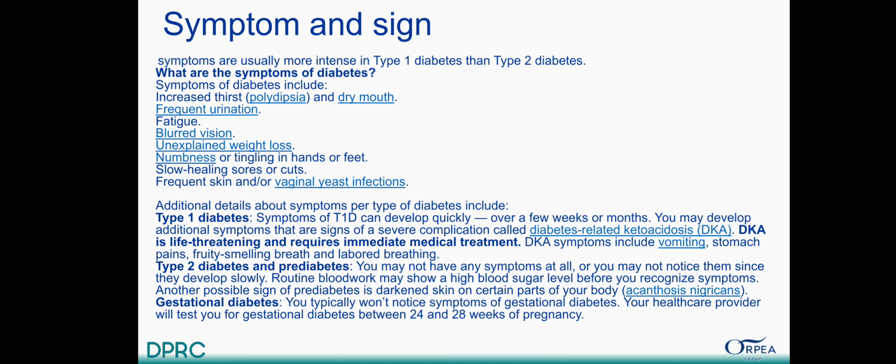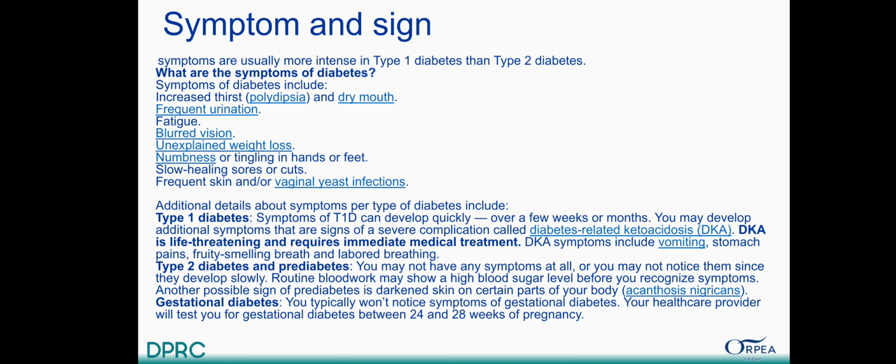and symptoms of this will be vomiting, abdominal pain, fruity-smelling breath, which we call ketosis, and labored breathing. With type 2 diabetes and pre-diabetes, most patients will not have any symptoms, and it will just be noticed during a regular checkup with a reading of a high blood sugar level before you develop symptoms.